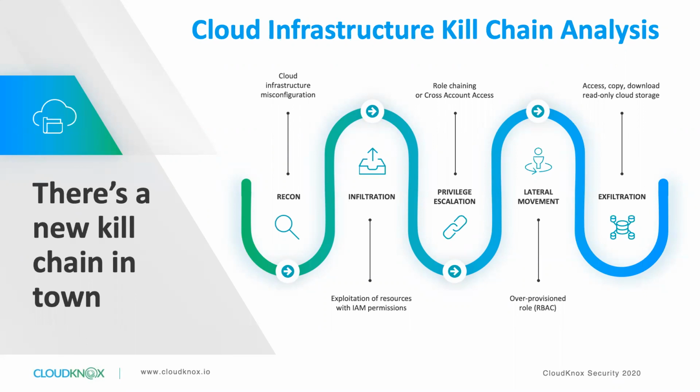In terms of the infiltration, it's really exploiting those resources, leveraging those IAM permissions. So should those permissions have broad access, which was the case in the two aforementioned examples that we provided in the previous slide, that vast access really allowed them to not only infiltrate the network and gain access to those sensitive resources, but also furthermore, move further into the kill chain.